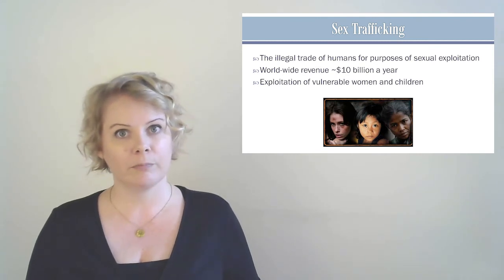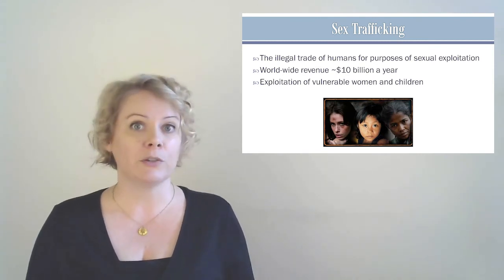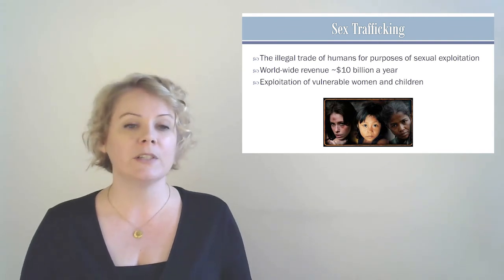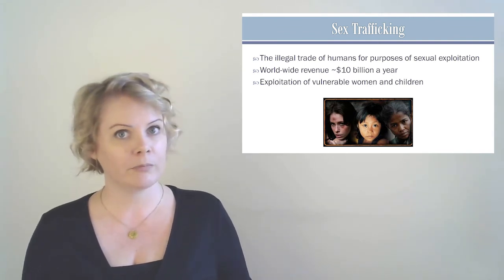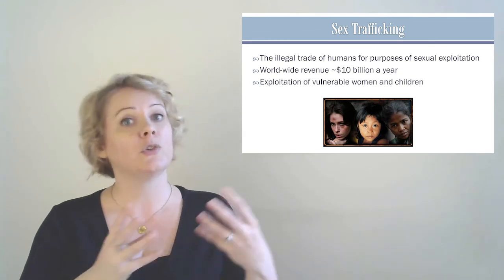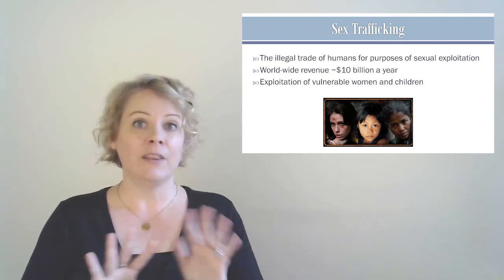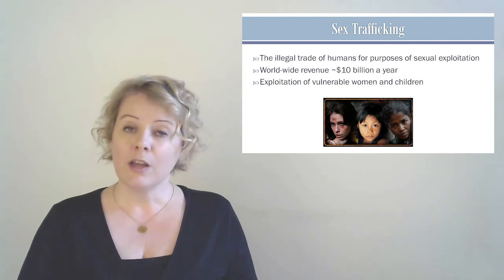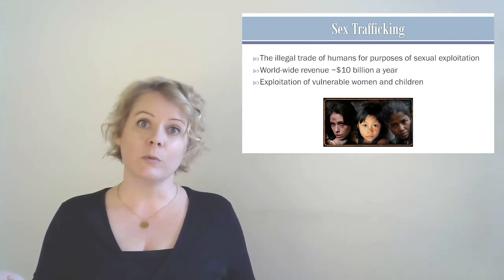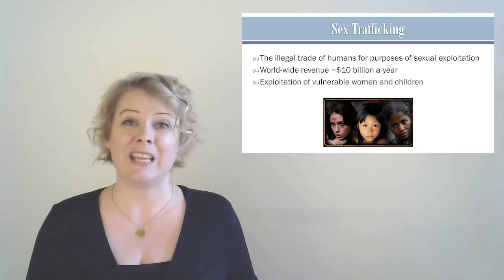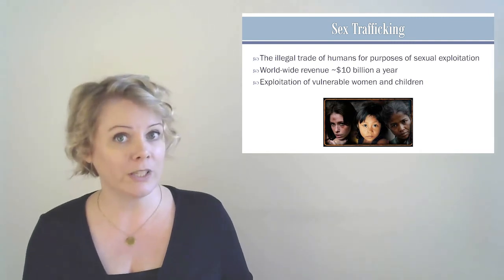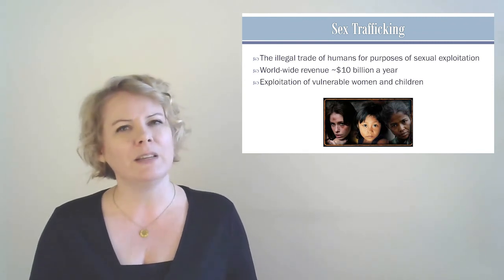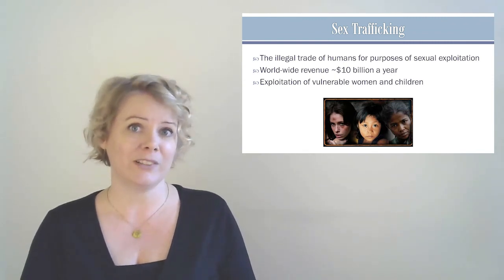So the technical definition for sex trafficking is the illegal trade of humans for the purposes of sexual exploitation. Typically, they're taken from one country to another country, and again, they don't get the profit from this, someone else does. The profit can be substantial. We estimate that sex trafficking accounts for $10 billion in revenue a year, and it's something that we're beginning to see the police and really even the airport security cracking down on.